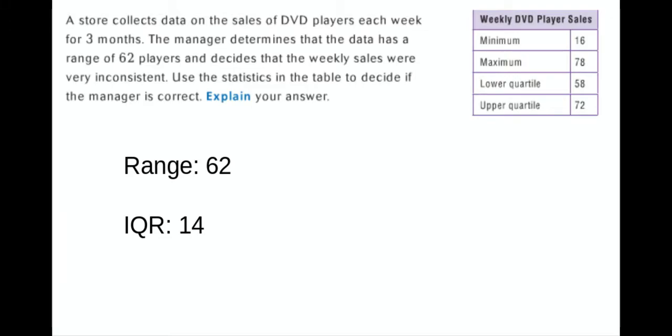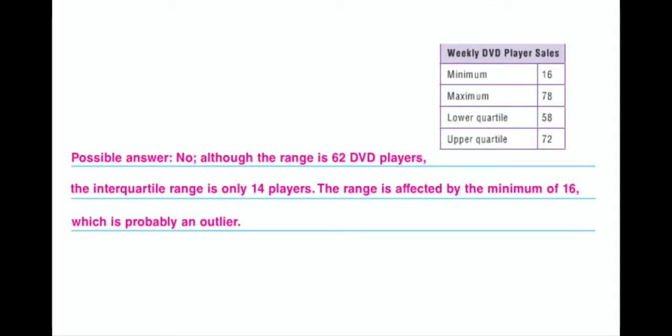And you notice we have a very big difference between the range and the IQR, 62 and 14. So, are the scores very inconsistent? Your answer is going to be no. Although the range is 62 DVD players, the interquartile range is only 14 DVD players.